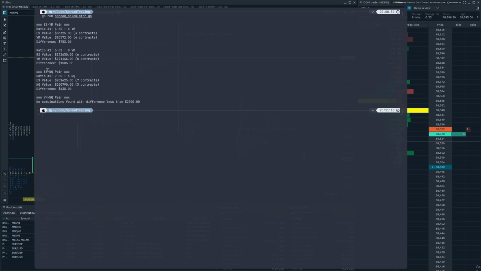753? So also, if you want to pair trade the ES and NQ, for the ratio number 1, there wasn't another good ratio that was under 2,000 difference. So what you would need to do is have 7 ES and 5 NQ. Now the ES value is 2001,425 on 7 contracts. The NQ value is 2,790 on 5 contracts. You can go long or short on whichever one you want. It depends on how the market's trading. Now the difference is $635. That is really good. I like that.